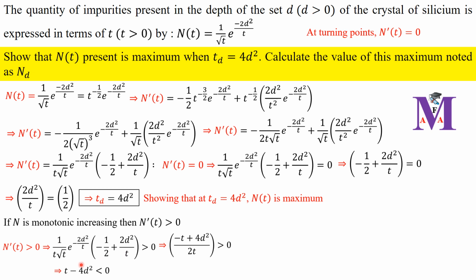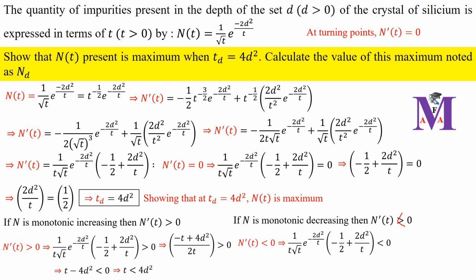So at the end we get t minus 4d squared less than 0, so our t is less than 4d squared. Next, if the function n is monotonic decreasing, then the first derivative is less than 0, not greater than 0. So if the function is monotonic decreasing, then the first derivative, that is n prime of t, should be less than 0. So n prime of t less than 0 means that our n prime of t, 1 over root t, e to the negative 2d squared on t, times all of this, is less than 0. So we get all of this less than 0. It's divided through by the negative sign, we get t minus 4d squared greater than 0. So finally we get t greater than 4d squared.